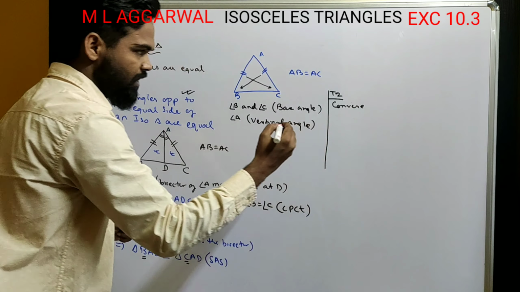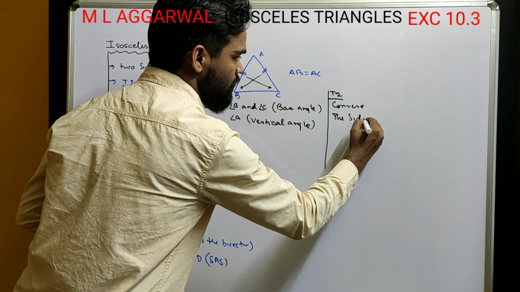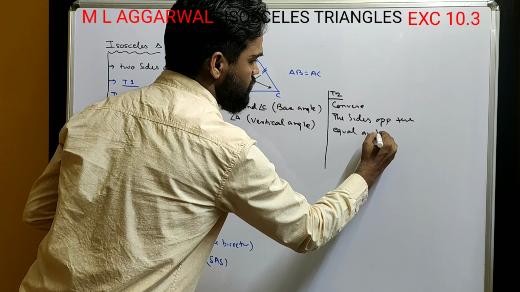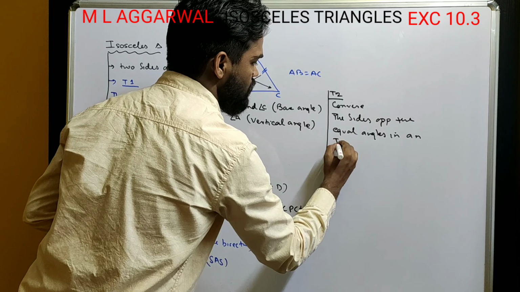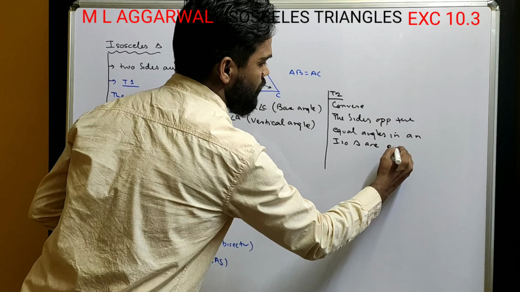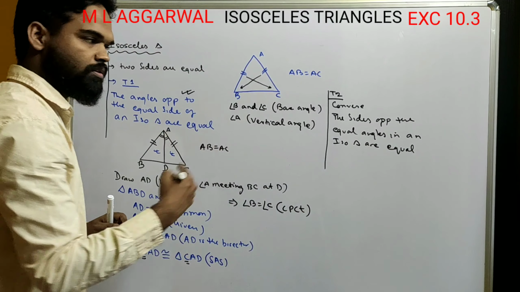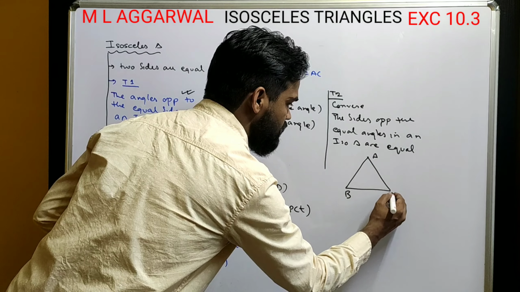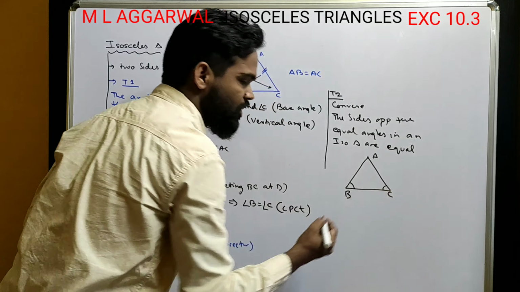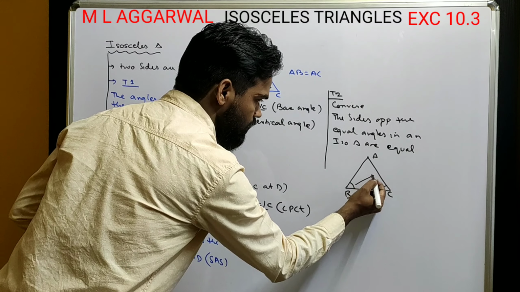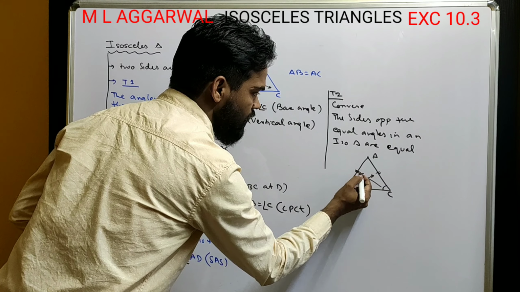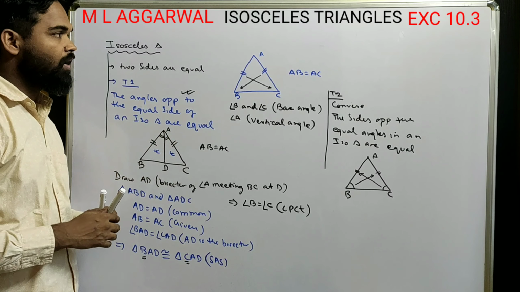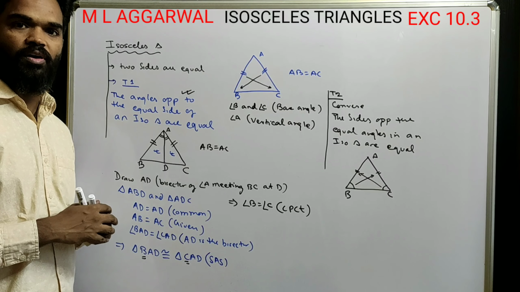Converse, okay, which means the sides opposite to the equal angles in an isosceles triangle are equal, which means the reverse of this. If you have a triangle ABC and I tell you that this angle and this angle are equal, it means that this side and this side are equal. So while doing sums, we need to know these two theorems. Now look at exercise 10.3 from M L Aggarwal.